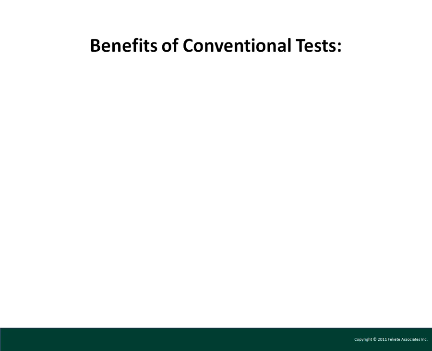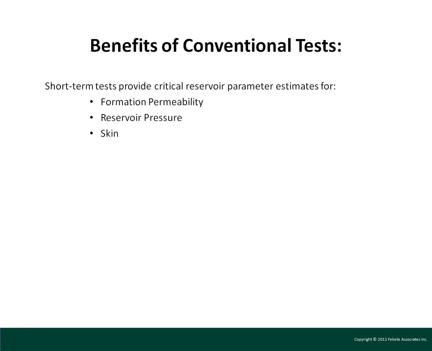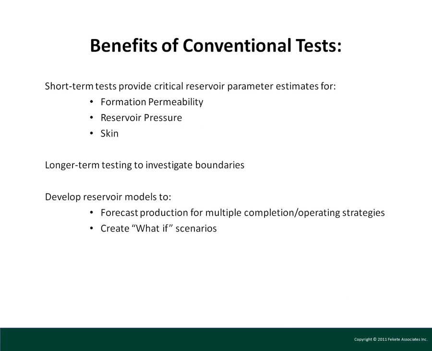There are a number of benefits associated with conventional tests. The first being that short-term tests provide critical reservoir parameter estimates for permeability, pressure, and skin. With longer-term testing, we're able to sometimes investigate boundaries. And using these parameter estimates, we can develop models that we can use to forecast production for multiple completion or operating strategies. And we can also use that to create any sort of what-if scenario.